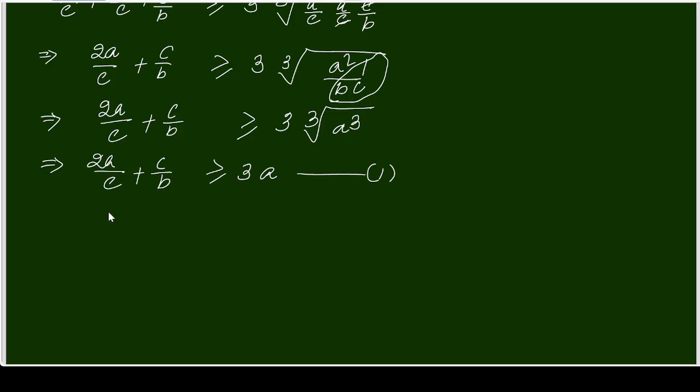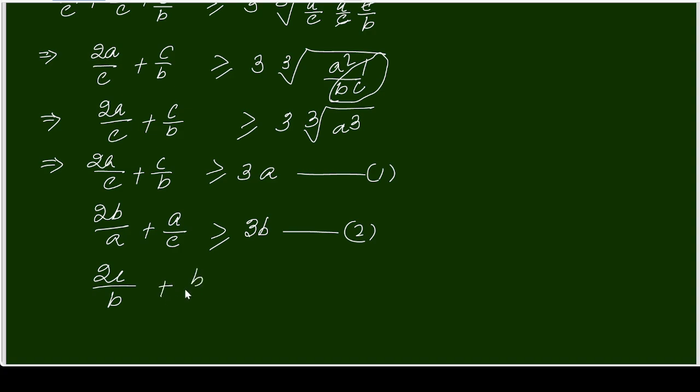Similarly, we can write other relations: twice b over a plus a over c is greater than or equal to 3 times b, and twice c over b plus b over a is greater than or equal to 3 times c.